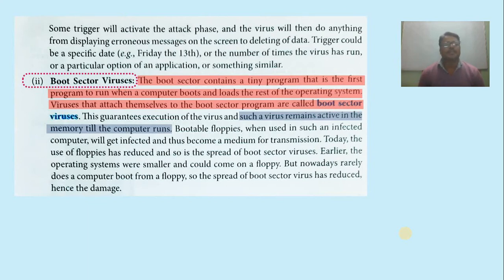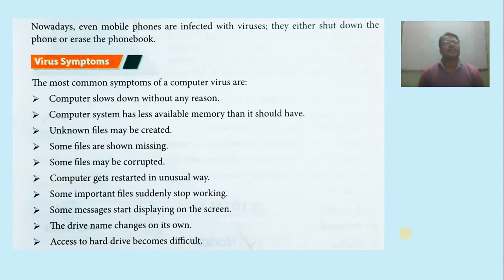Now we discuss the next phase, that is virus symptoms. What are the common features? What is the common effect on the computer? How can we understand that our computer is infected with a virus? What is the nature and behavior of the computer that will change if it is infected? First, the computer slows down without any reason.